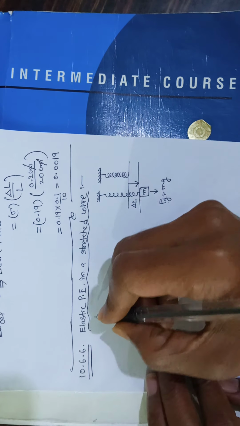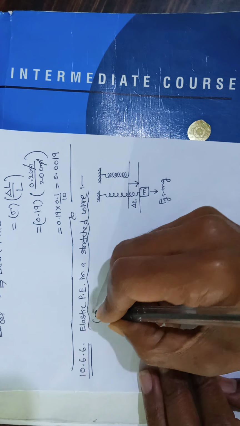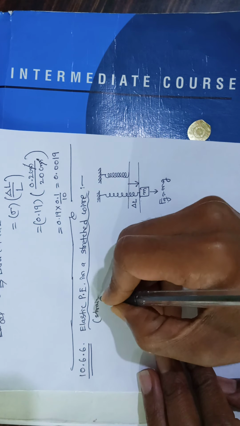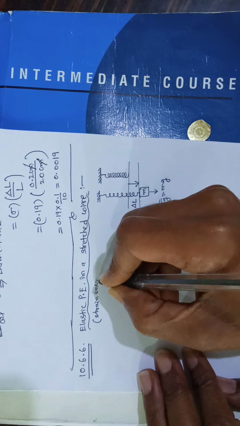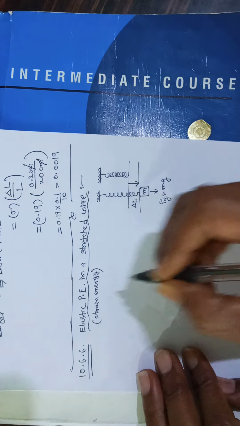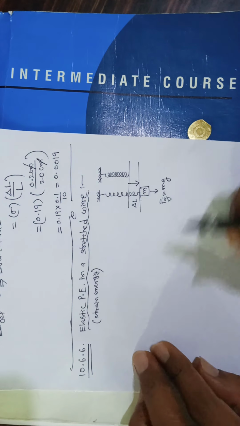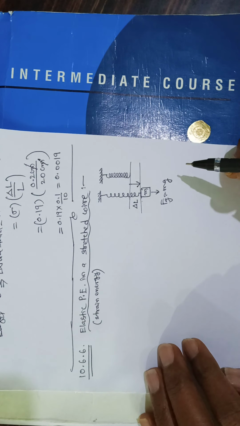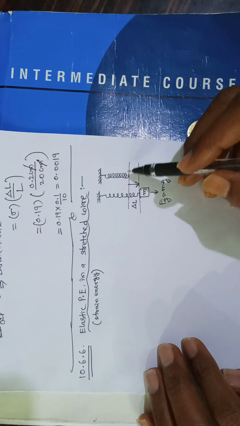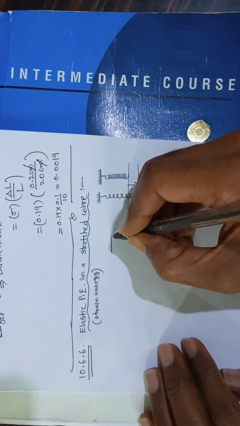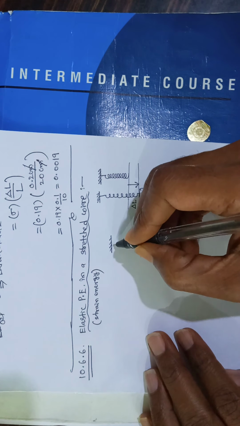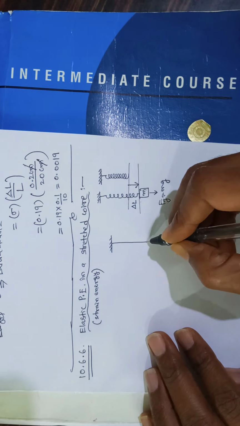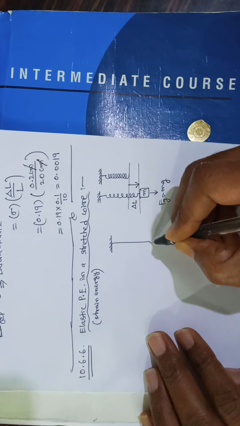See, there is another name. It is also called strain energy. Strain energy, elastic potential energy, both are one and the same. So this is in case of spring. Now, let us take a metal wire.